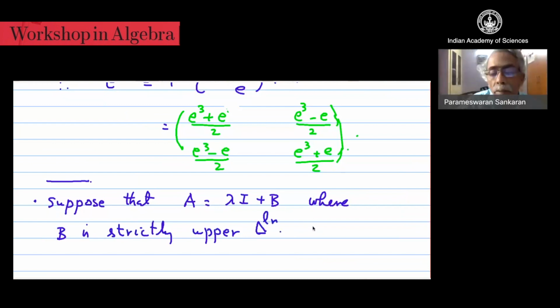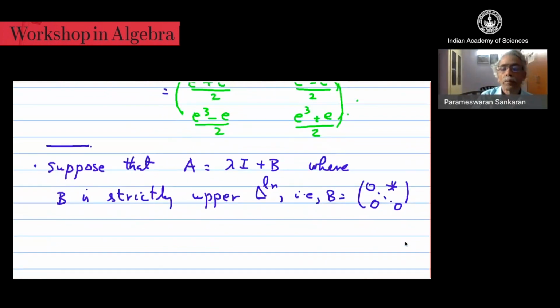And what does that mean? That is, B is of this form. So diagonal entries are all 0. Down below, everything is 0. Here, there may be some stuff. That's it. This is strictly upper triangular. Now, the nice thing about B is that B is a nilpotent matrix.